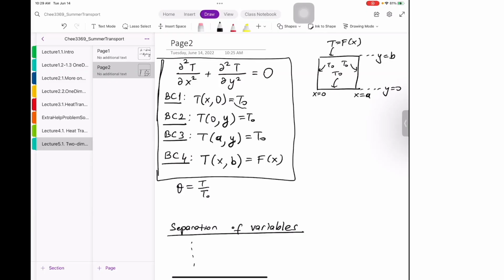And that's going to make your boundary condition 1 instead of T0 here, which is going to be a known value. That's one of the good things about non-dimensionalization. You can actually make simpler boundary conditions so that your solution is more general. But you can also make it 0 by saying theta is equal to T over T0 minus 1.